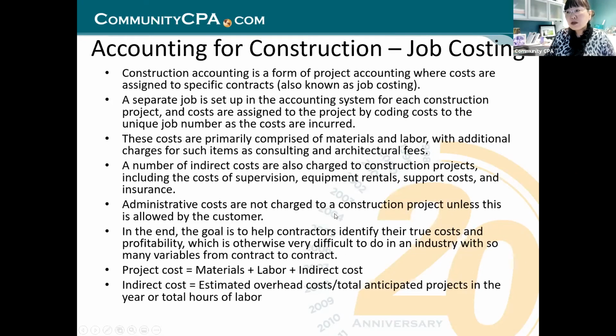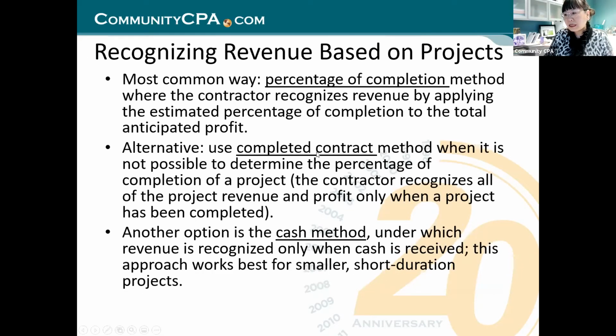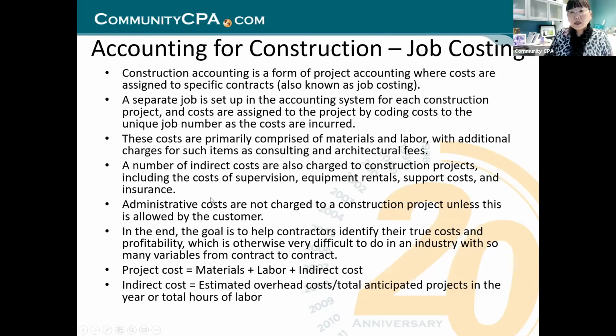Now, let's look at the cost side of things, right? We talked about income, and we told you how important it is to know your income recognition method. Are you cash, accrual, or others? When you're others, what are the others? The completion method, and the other one is the contract method, right? Let me go back to that one to make sure I say it right. Completed contract method. Okay, this is the other one. All right, now let's look at cost.